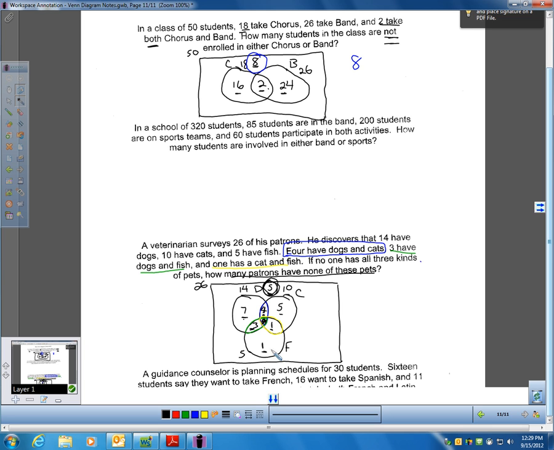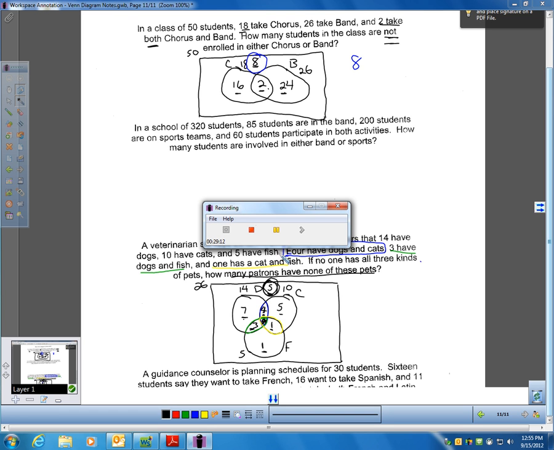Okay, so I gave you specific examples on Venn diagrams. This video has been long enough. I'm going to stop it now. And when we come in tomorrow, you'll have an opportunity to practice Venn diagrams, sets, unions, and intersections.